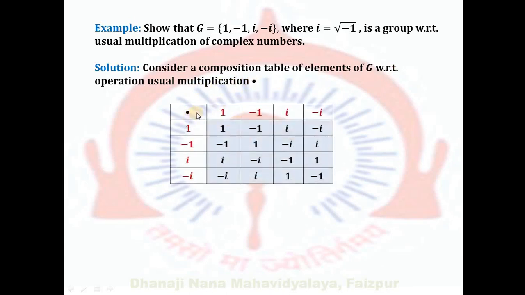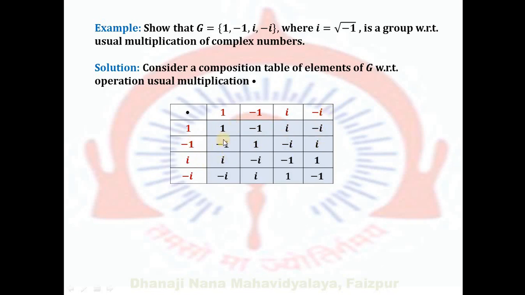So here this is the operation multiplication. These are the elements of G, 1, minus 1, i, minus i, along the row and along the column. So we have 1 into 1 is 1, 1 into minus 1 is minus 1, 1 into i is i, 1 into minus i is minus i. Also minus 1 into 1 is minus 1, minus 1 into minus 1 is 1, minus 1 into i is minus i, and minus 1 into minus i is i.